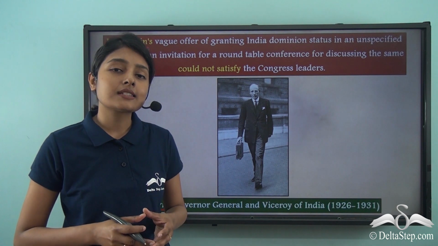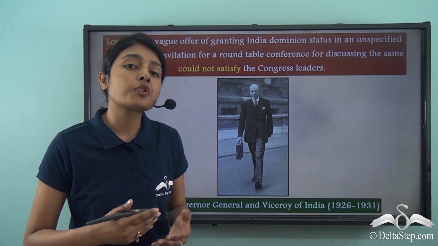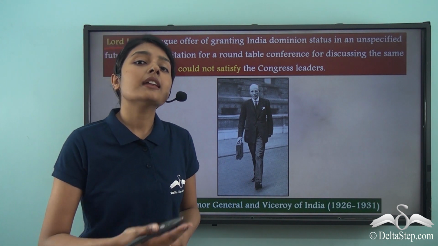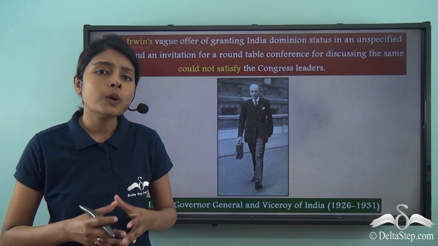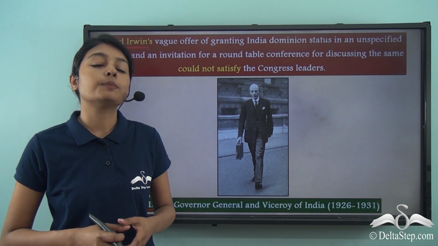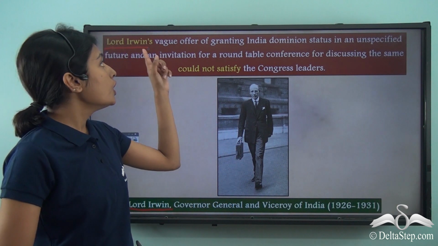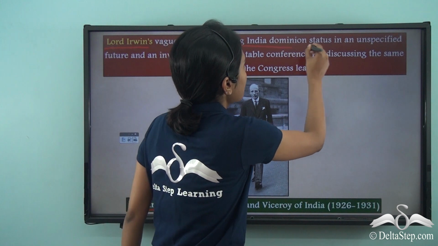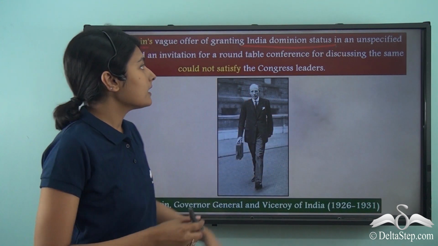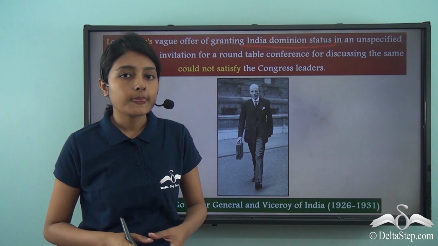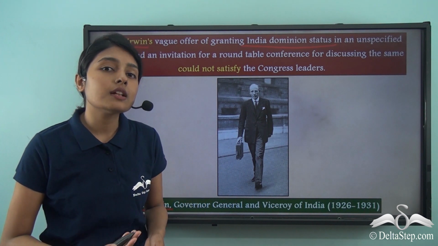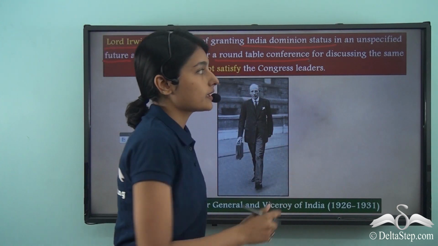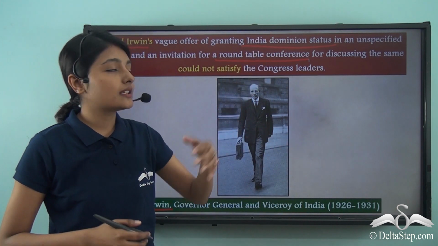And he said that dominion status would not be granted to India immediately. It would be granted at an unpredictable future. No one knew when this dominion status would be granted to India. So, Lord Irwin extended a vague offer of granting India dominion status in an unspecified future. Now, Lord Irwin also called the Indian leaders to join a round table conference for discussing this dominion status.